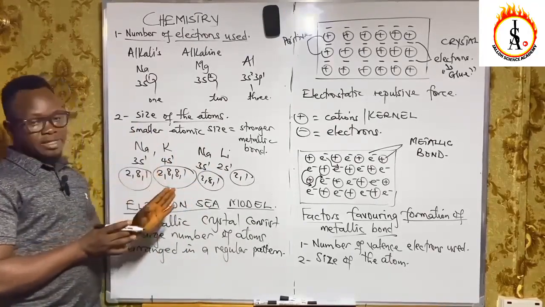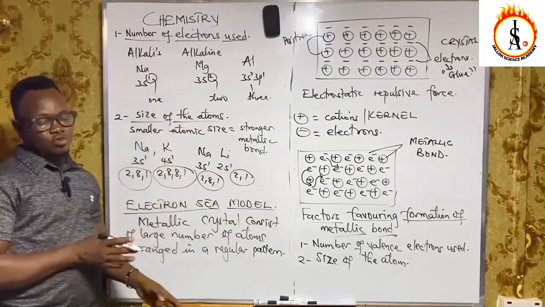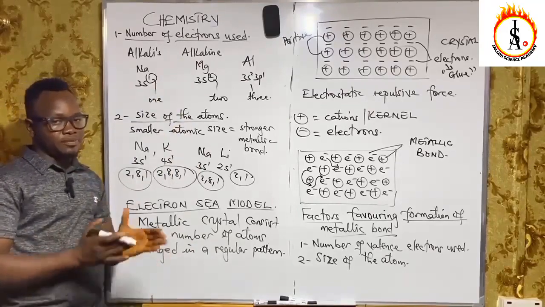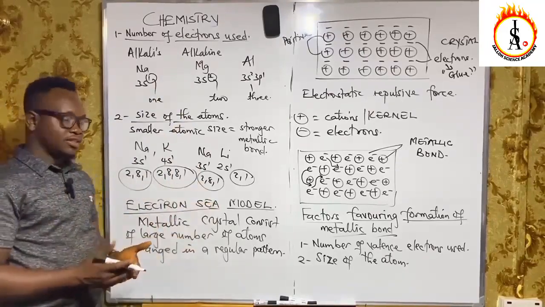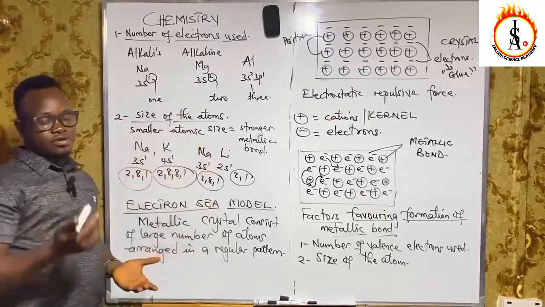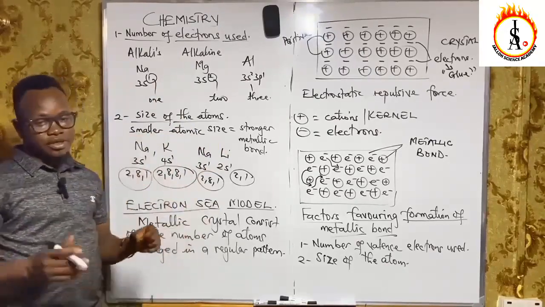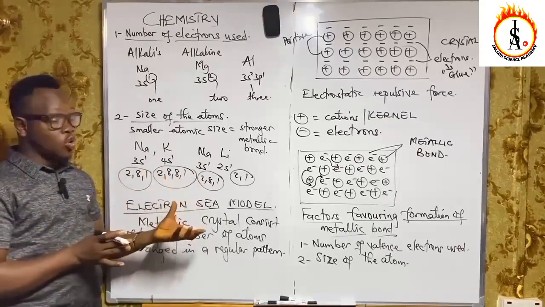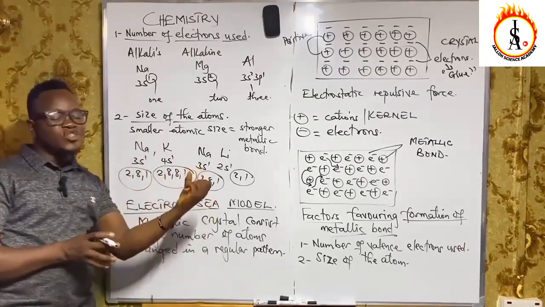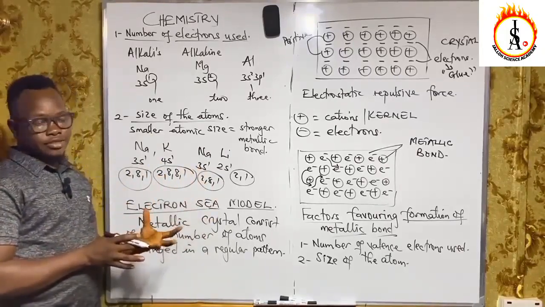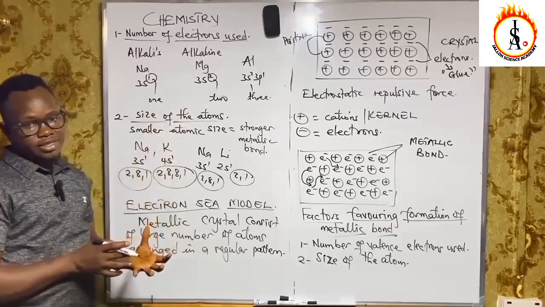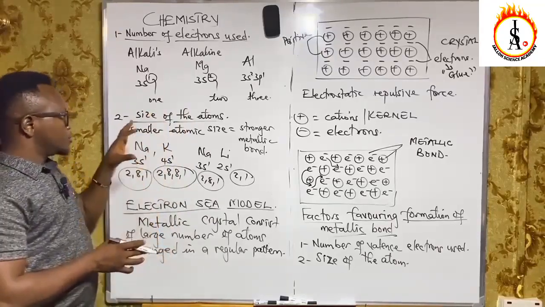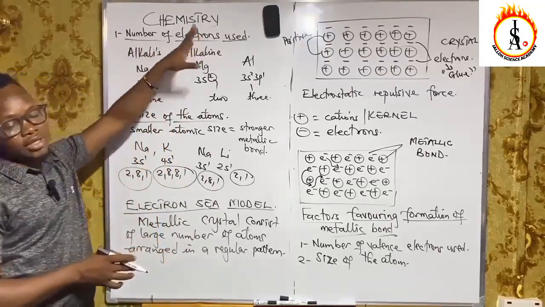So meaning metallic bonds decrease down the group, because as we move down the group in the periodic table, the atomic radius increases, and metallic bond increases across the period. As we move across the period, the atomic size will decrease as a result of what? The nuclear charge increasing. So they experience a stronger pull towards the nucleus. So it is the number of electrons used.